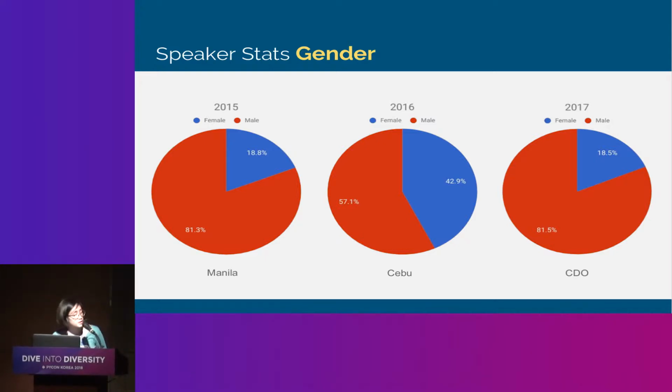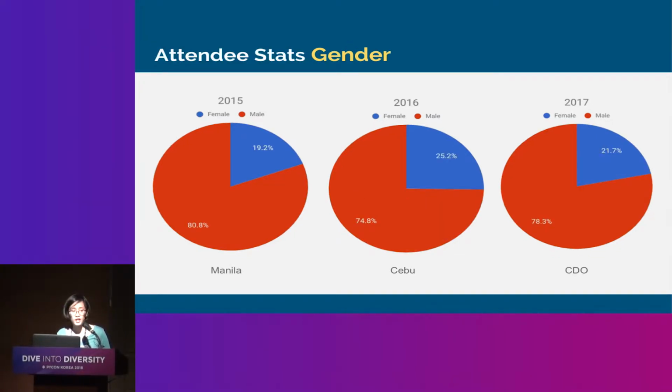The first one is the speaker statistics. The red one represents male and the blue one represents female. And we can see that most of the speakers are male compared to women. And we have the same situation with their attendees, or their audiences. On average, about 80% of their attendees are male and only about 20% are female. And that's one of the issues that our organization, Women Who Code, wants to solve.